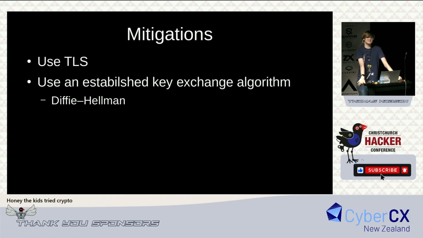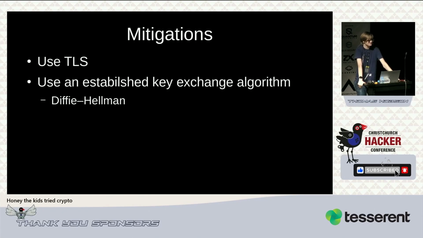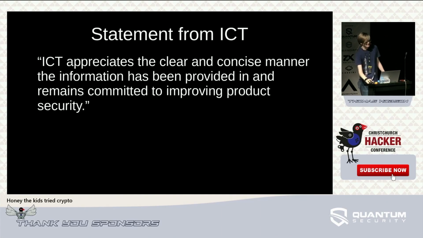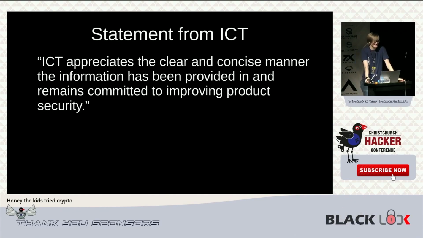But yeah, if you really need to roll your own crypto, you should use an established key exchange algorithm like Diffie-Hellman. Don't try building your own, especially with symmetric secrets. If you can grab those symmetric secrets, you can derive whatever you want from them. And so while we have this little statement from ICT: ICT appreciates the clear and concise manner the information has been provided in and remains committed to improving their product security.